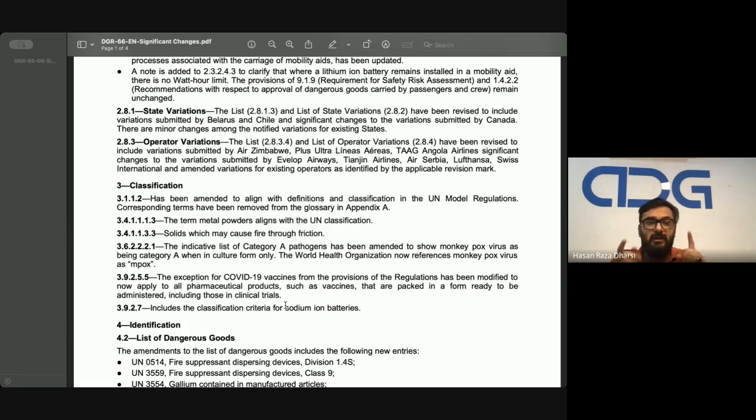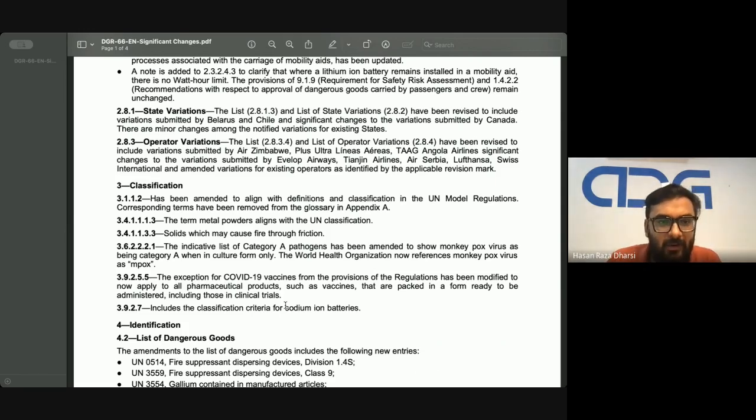Infectious substance has two categories. Category A that kills human or animal, and then there's category B that does not fall under the definition of category A. So here there's a change. WHO, World Health Organization, has added mpox, monkeypox, which comes under the virus as being in category A when it is in culture form only. When it is not in culture form, it will not come in category A.